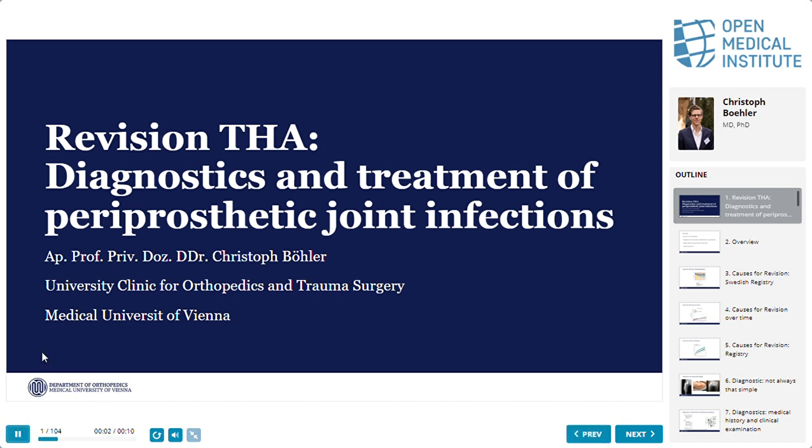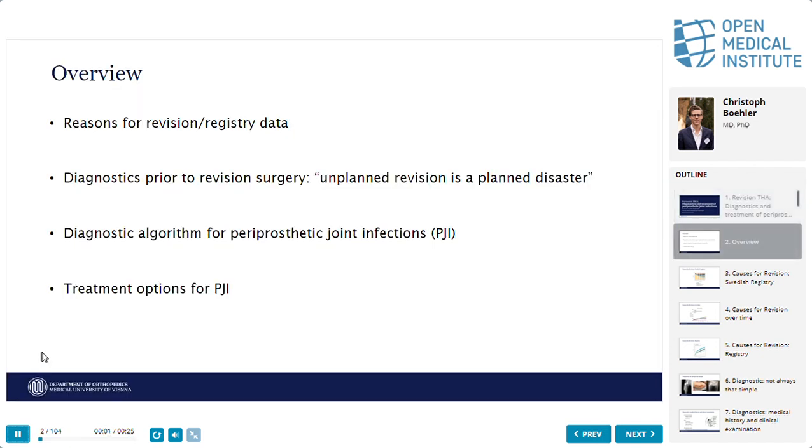Hello again. So now the revision block starts, and I will talk you through the diagnostics and treatment of PJI, periprosthetic joint infections. First, I will show you the reasons for revisions in some registry data, then how you do the diagnostics prior to revision. In German, there's the saying, an unplanned revision is a planned disaster, so that you have an idea what you will do. Then the diagnostic algorithm for PJI, and then the treatment concepts that are currently available.